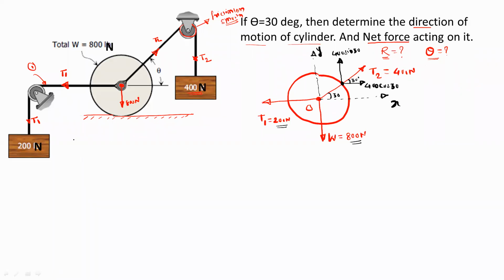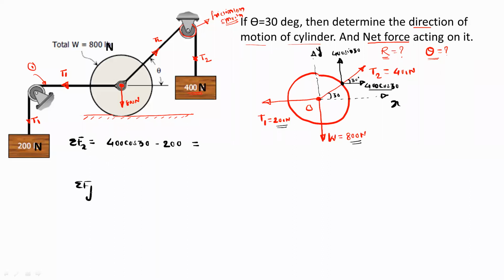So we can write the summation Fx, which is equal to, consider the x component. First is 400 cos 30 in the positive x direction. Then the second component is 200 Newton in the negative x direction, so minus 200. This will give the summation Fx value.